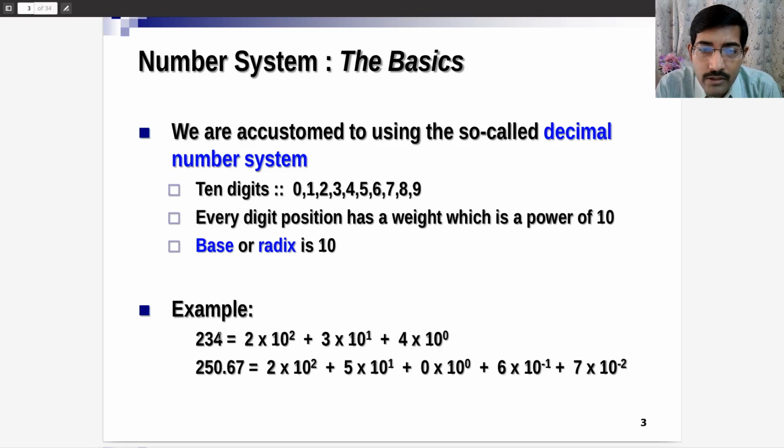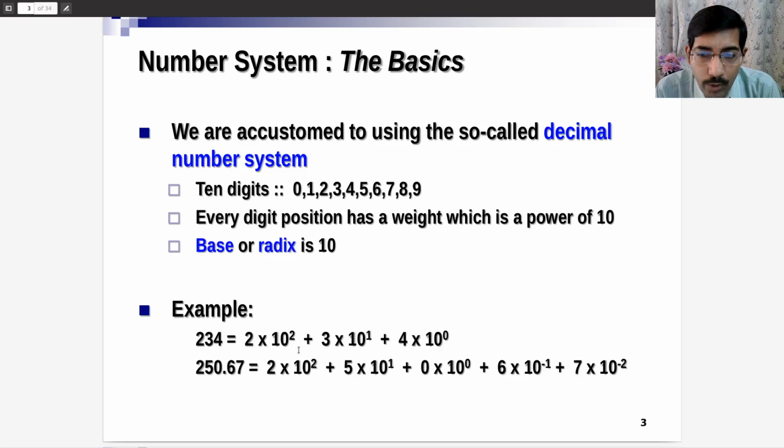So the value of a particular number string is the most significant digit into 10 to the power of that position number, plus and so on, summing up with the least significant digit into 10 to the power 0. Here, 234 is represented as 2 into 10 square plus 3 into 10 to the power 1 plus 4 into 10 to the power 0.